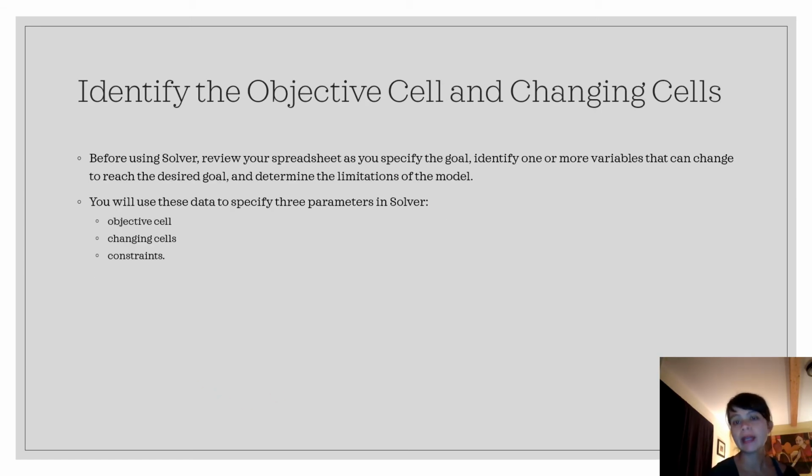First, you have to, again, identify the objective cell and the changing cells. So before you use Solver, review your spreadsheet as you specify your goal. Think about what it is you're trying to do. Identify one or more variables that can change to reach the desired goal, and determine the limitations of the model. So again, the objective cell, like we did, the changing cells, which one changes, and then the constraints. What are your limitations? You use these data to specify these three parameters. Again, objective cell, changing cells, and constraints.